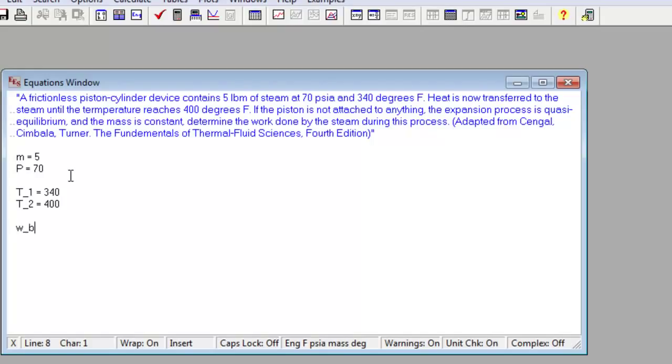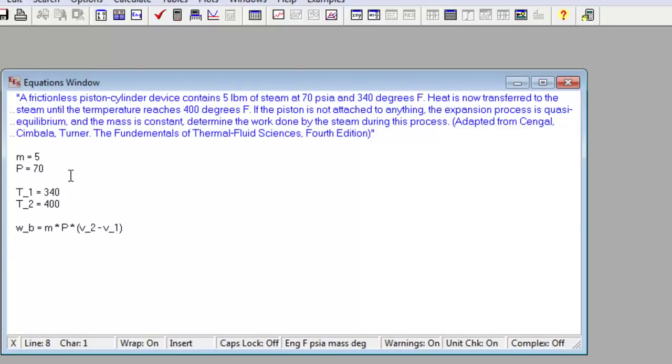Now the first thing that we're going to do is write out our equation for boundary work. So W sub B, which is going to be the boundary work, is equal to, it's usually just pressure times the change in volume, but since we're going to be working with specific volumes here, we're going to do the mass times the pressure times the change in specific volume between point 2 and point 1. So we're going to do v sub 2, that's the specific volume after the heat is added, minus the specific volume before the heat was added, and that's going to give us our work.